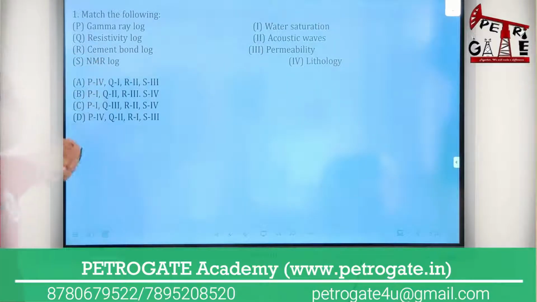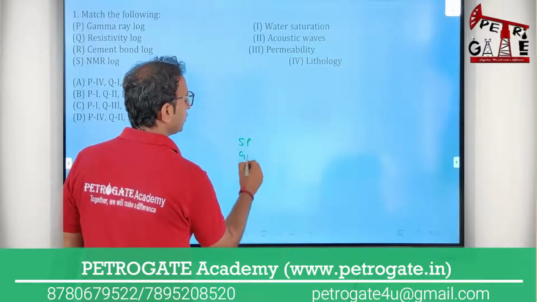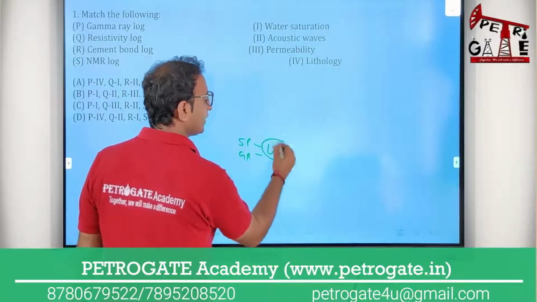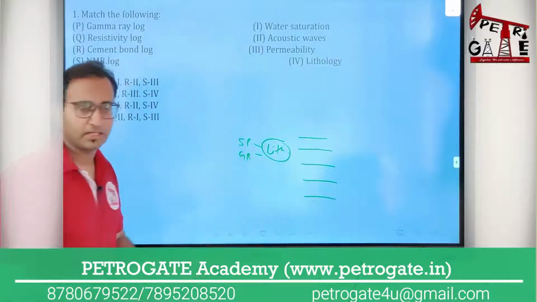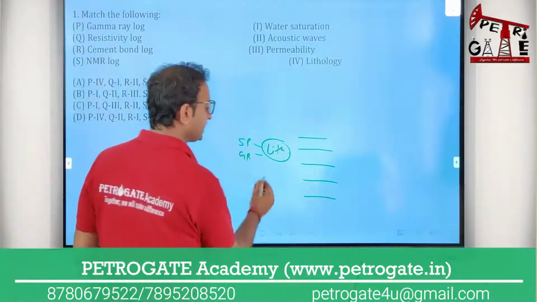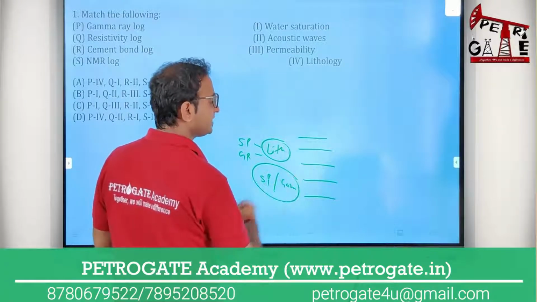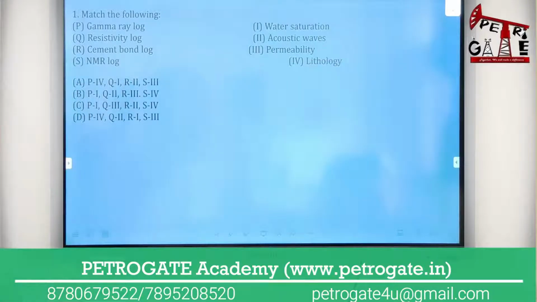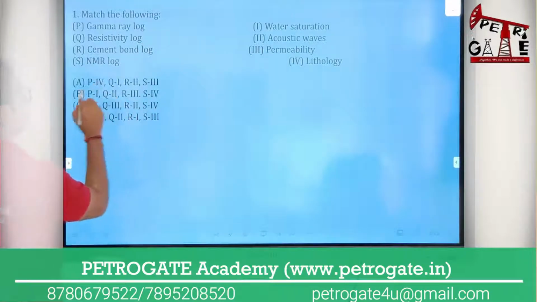So gamma ray log I know very well. Gamma ray log and SP log are lithology logs. If I want to calculate and differentiate sand, shale, limestone layers, I will go for the SP log and gamma ray log first. These are the representation of lithology logs. So the gamma ray log is your lithology log, meaning P goes to 4th. So I think this will be your right answer.